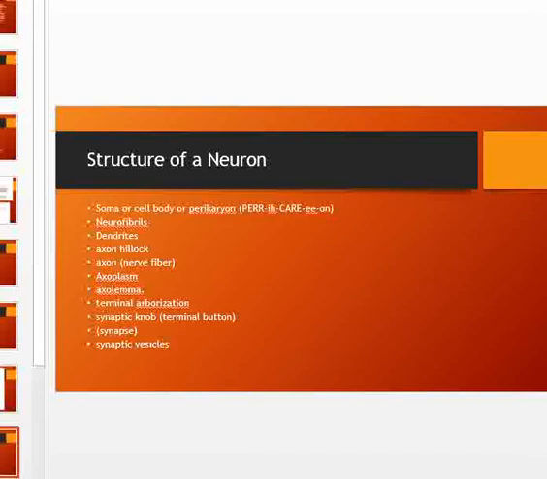And the components of a neuron: we have the soma or cell body, or what we can call the perikaryon. I've given even the pronunciation of the name so that you don't make mistakes. We also have neurofibrils, the dendrites, the axon hillock, the axon or nerve fiber, the axoplasm, the axolemma, terminal arborization, synaptic knob, the synapse, and the synaptic vesicles. Now we are going to talk about all these, and you're going to see them in the image and diagram so that you can distinguish them.